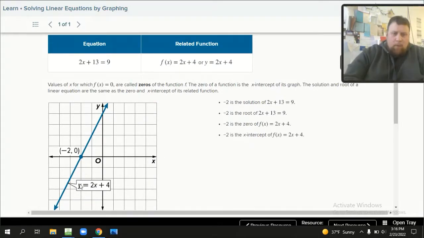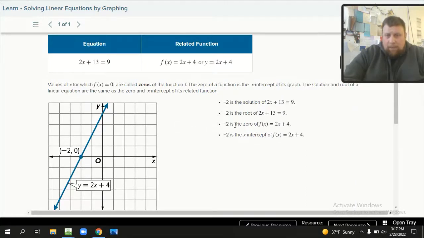So when we graph y equals 2x plus 4, you'll notice when it's equal to 0, that is at negative 2. And what is negative 2? It is the solution of 2x plus 13 equals 9, right? We could solve that out. We could subtract 13 over. We get negative 4. Divide both sides by 2, x equals negative 2. So it's the solution. Negative 2 is also the root. It's where it crosses the x-axis. It is also the 0 of the function.